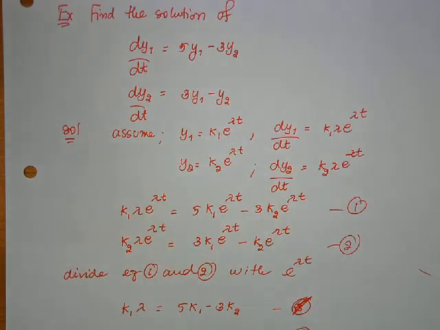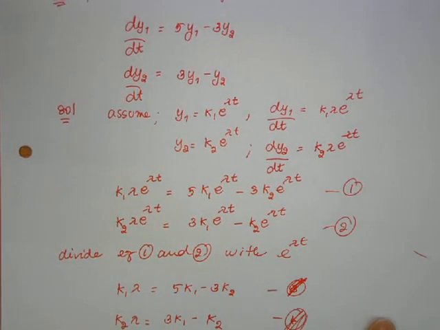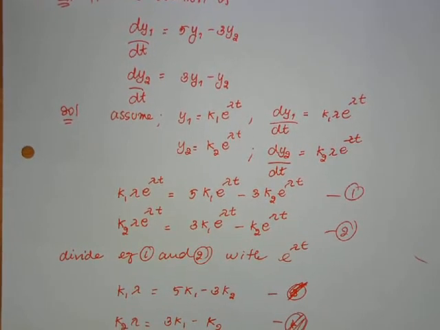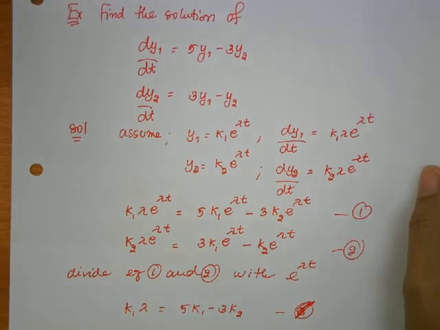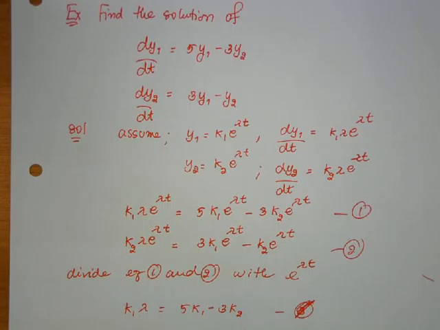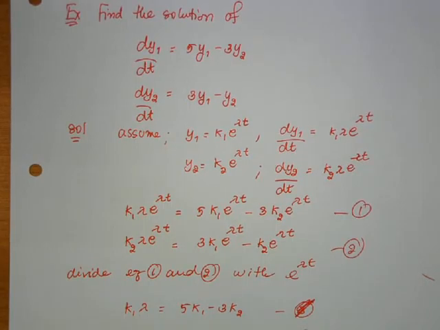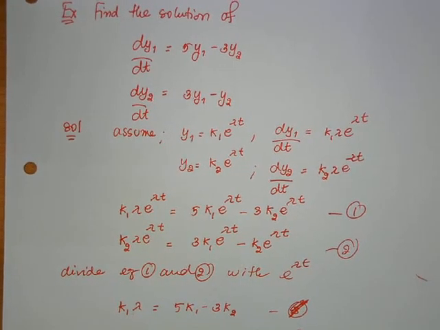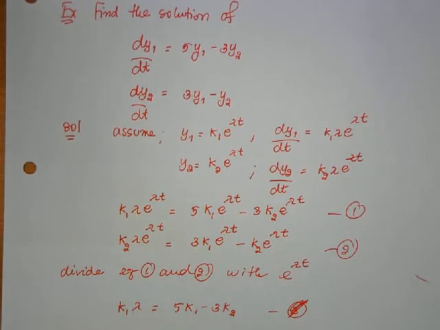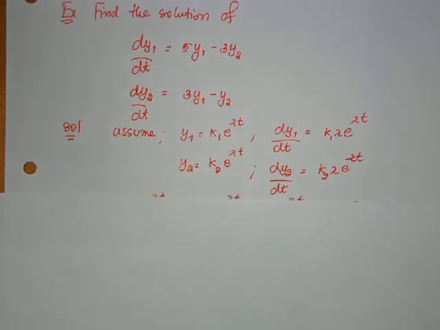Okay, the next example is still in the same case, where the eigenvalue is a repeated root. The problem statement asks you to find the solution of this linear system. The way that we do it is that we start with the assumption that y1 is equal to k1 times exponential of lambda t, and y2 is equal to k2 times exponential of lambda t.